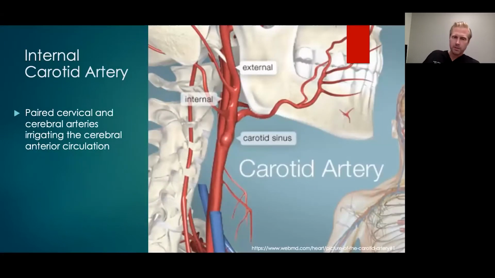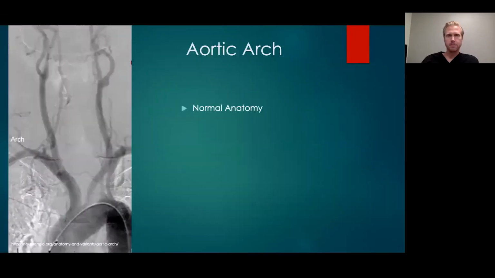So obviously we have some basic carotid anatomy here. The carotid arteries are paired cervical arteries. There's one on the left and one on the right, obviously. And their job is to irrigate the anterior circulation of the brain. So just to start off with some basic, roughly normal anatomy: how do the carotid arteries arise?